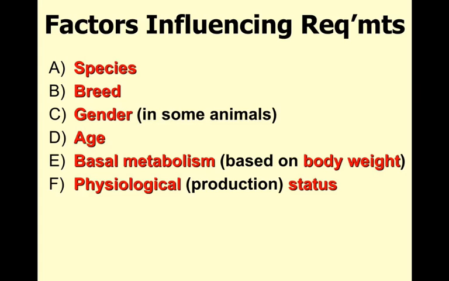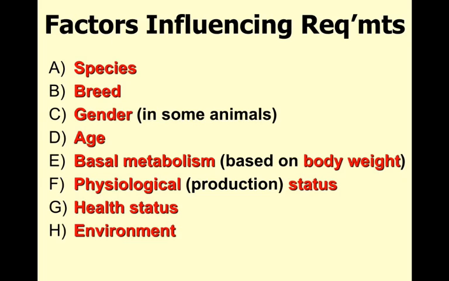Their physiological production status: are they lactating? Are they not lactating? Are they growing? Are they getting ready to breed? All of those things can influence how much of the different nutrients these animals are going to need. Overall health status. Animals that are sick generally eat less and actually require increased concentrations of nutrients in their diets to make sure that they're able to consume the right amount. And also our environment, the outside environment. Is there heat stress? Is there cold stress? These can drastically affect our livestock and our companion animals in terms of what nutrients they require.